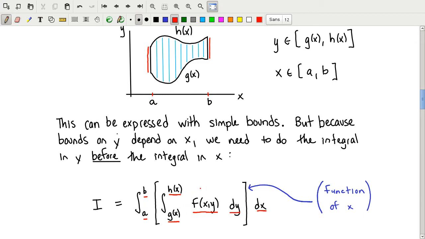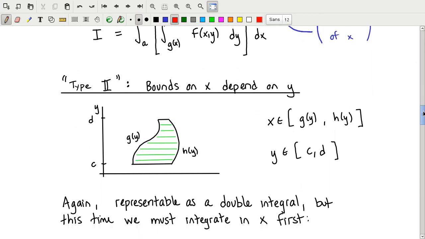The only caveat is that because the bounds on y depend on x, that integral needs to be inside the integral on x in order to get a constant at the end. So when we do this inner integral, the integral of f of x and y with respect to y with bounds that depend on x, this will integrate out the y because it's a definite integral. So the y will disappear and we'll be left with just some function of x on the inside. So then when we integrate that function of x between constant bounds, a to b, we'll get a constant, which is what we expect when we integrate a function over a domain.